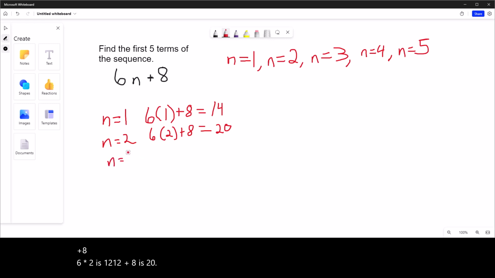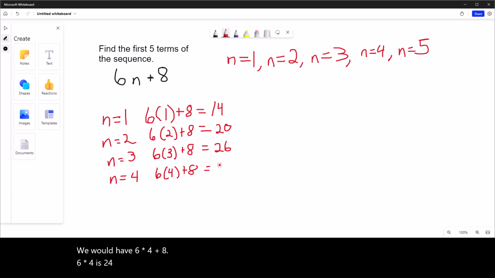When n equals 3, we would then have 6 times 3, again, plus 8. So 6 times 3 is 18. 18 plus 8 is 26. For n equals 4, we would have 6 times 4 plus 8. 6 times 4 is 24. 24 plus 8 is 32.